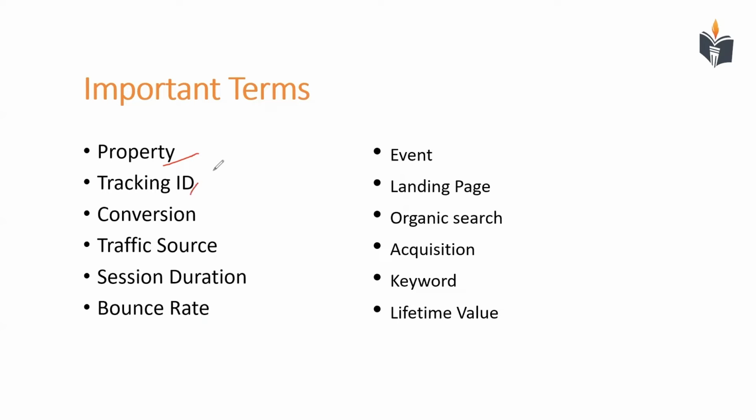Then tracking ID. So tracking ID is a unique ID which is placed in your website, and with the help of that ID, Google Analytics will track important events and important things about the users who are visiting your website. Then conversion, as I told you, is either they are subscribing or they are purchasing, any action that you want your users to take on a website, and if they're doing that, it is a conversion.